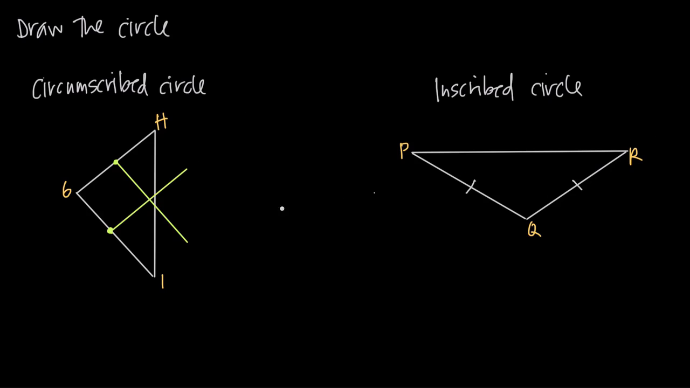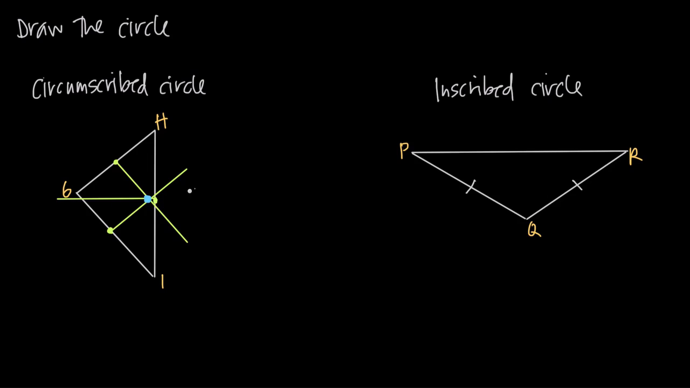Now we want to find the midpoint between H and I, and if we say that's about right here, and then we draw the perpendicular bisector, so the line through this point that is perpendicular to side HI, then maybe that looks something like this. And so what we see then is that the perpendicular bisectors intersect each other at about this point here, which means that this point is going to be the center of our circumscribed circle.